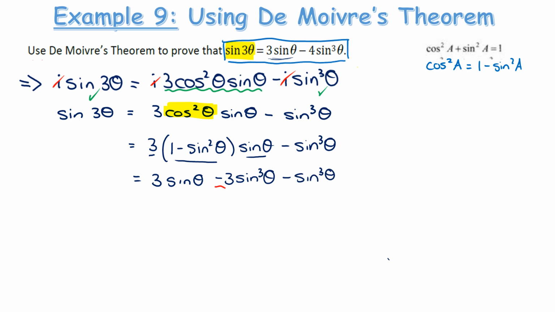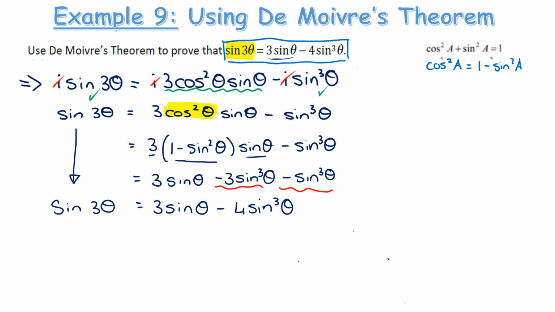And then we can add our like terms, which are these two pieces here. So that is 3 sine theta minus 4 sine cubed theta, and the left hand side has been the same, we haven't touched it, and that is exactly what they wanted us to show.